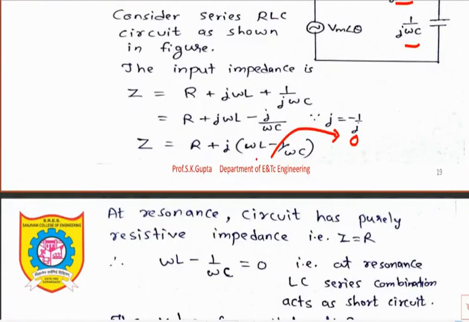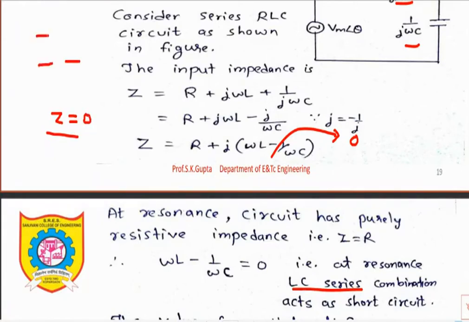Whenever this inductive impedance and capacitive impedance combination becomes 0, that means the series combination of LC is acting as a short circuit. The LC series combination acts as a short circuit because their impedance is 0. See here, omega L minus 1 by omega C is 0. If short circuit is there, then impedance is 0, and if open circuit is there, impedance is infinite.